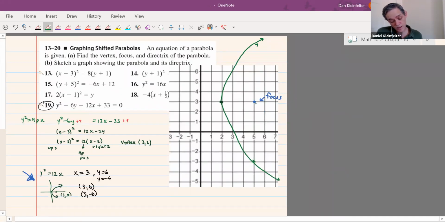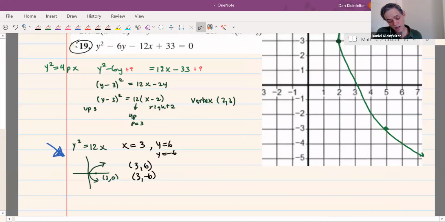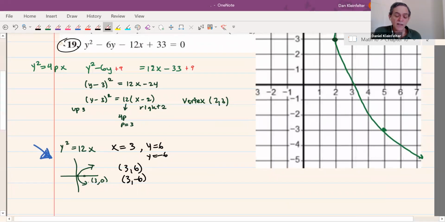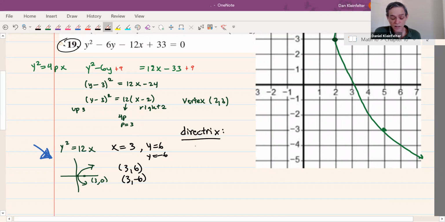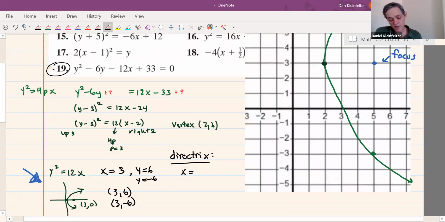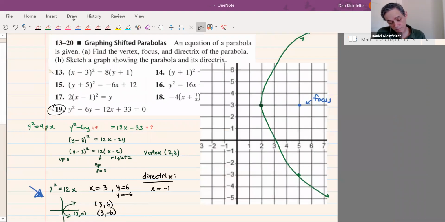We showed the focus, and we should also include the directrix. So where will the directrix be? So we saw that the focus was 3 units to the right of the vertex. So that means the directrix will have to be 3 units to the left of the vertex. So directrix. And it's vertical, so x equals. And if it's 3 units to the left of the point 2, 3, it'll have to be at x equals -1. Okay. That should be heavier in mine.